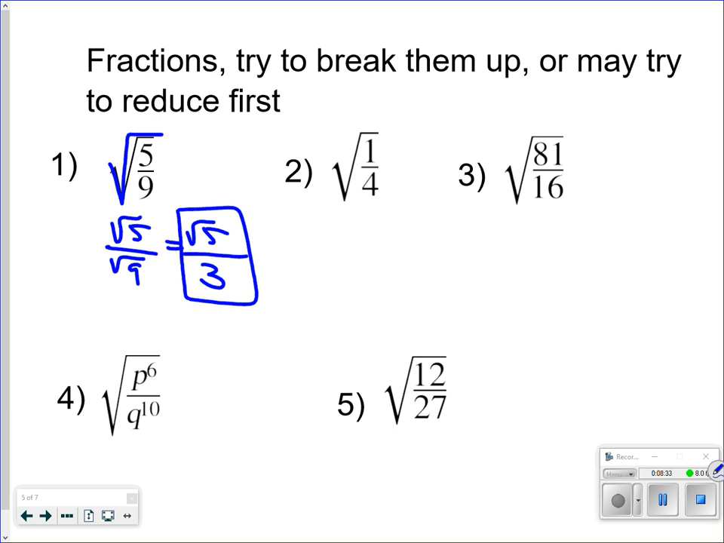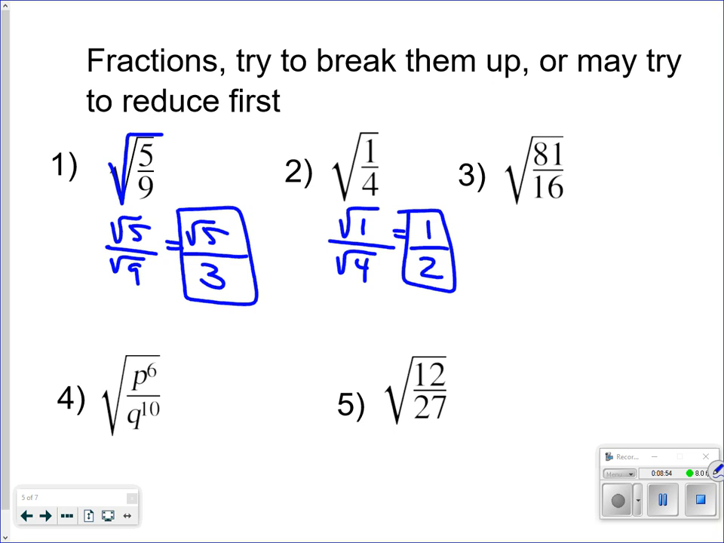Number 2, square root of 1 over 4. Again, for this one, we're going to break it up into its own 2 little baby radicals. The square root of 1 is 1, and the square root of 4 comes from 2. The answer is 1/2.